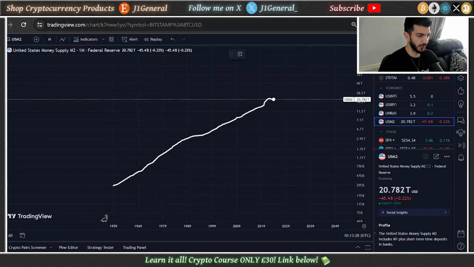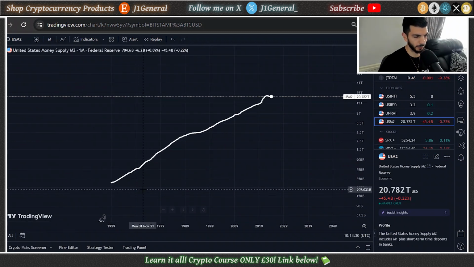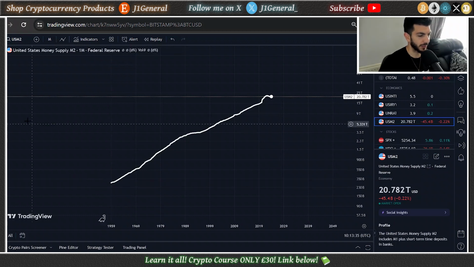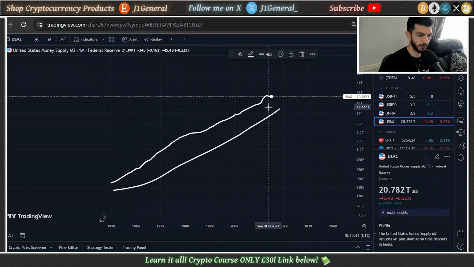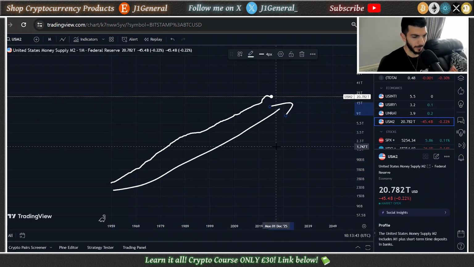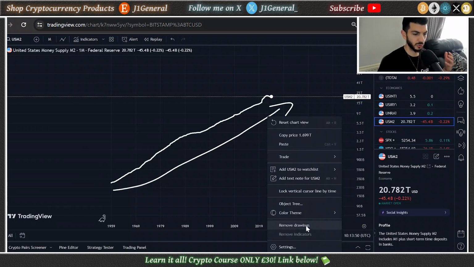So this chart is slightly outdated by 40 or so years, but we have data from 1959. You can see that ever since 1959, this chart has just been going up in a straight line. So what does that mean? It means that the money supply within the economy over time has increased dramatically.